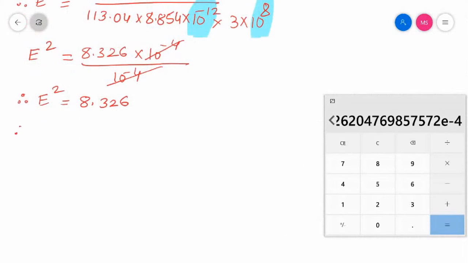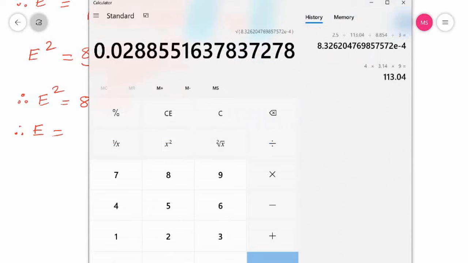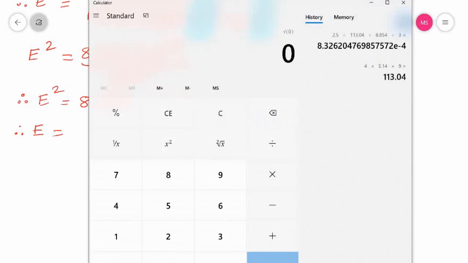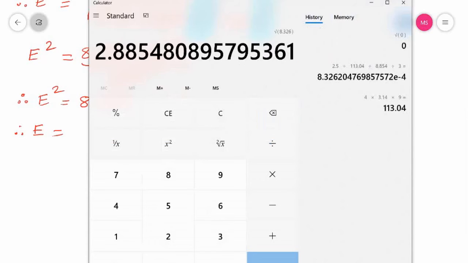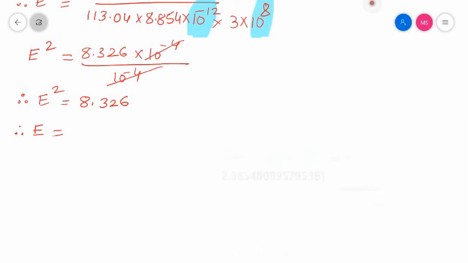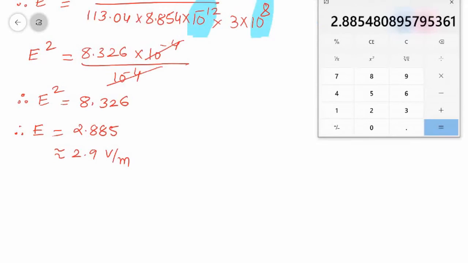So therefore E will be equal to root of 8.326, which is 2.885, or you can nearly write 2.9 volt per meter. So the value of electric field will be 2.9 volt per meter.